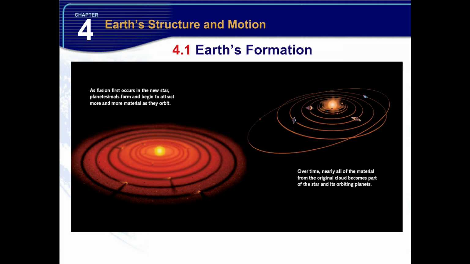Then all of that starts to coalesce, and fusion first occurs and a new star is formed. Then around it, the planetesimals form. That's all the material out in that disk, and they begin to attract more and more material as they orbit. Over time, nearly all the material from the original cloud becomes part of the star and its orbiting planets.